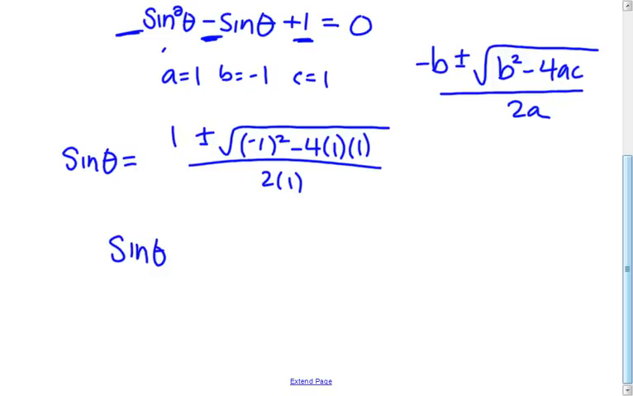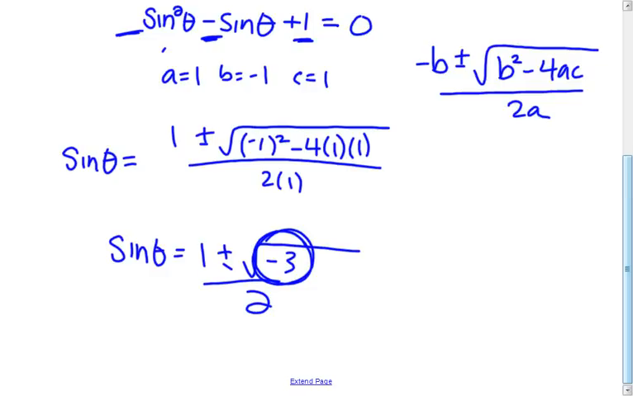Or sine theta equals 1 plus or minus. Inside that radical, I have 1 minus 4, which is negative 3. And because I get a negative underneath here, you're not going to have imaginary solutions on the unit circle. That's not going to work. So because I have a negative underneath here, then your answer will be no solution.